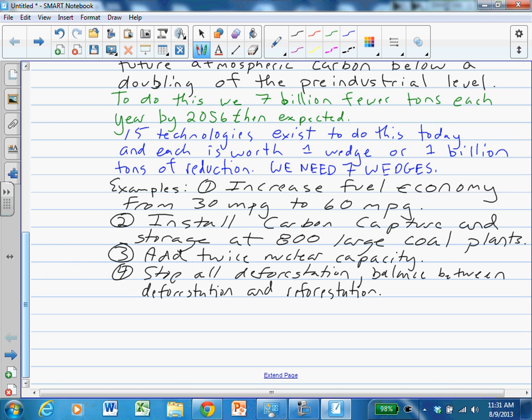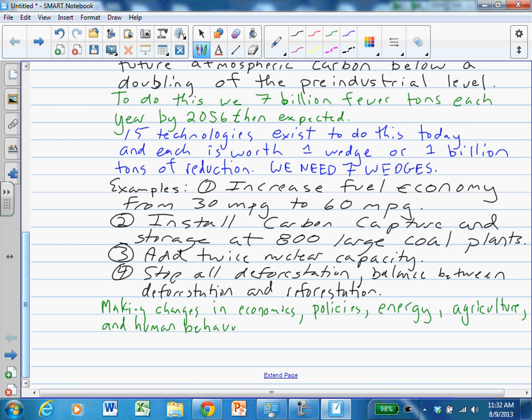Making changes in economics, policies, politics, energy, agriculture, and human behavior will be necessary to curb climate change.